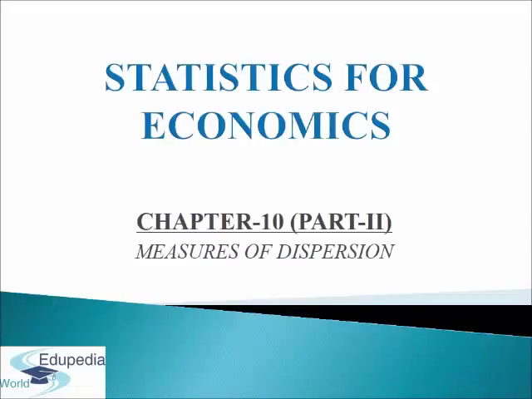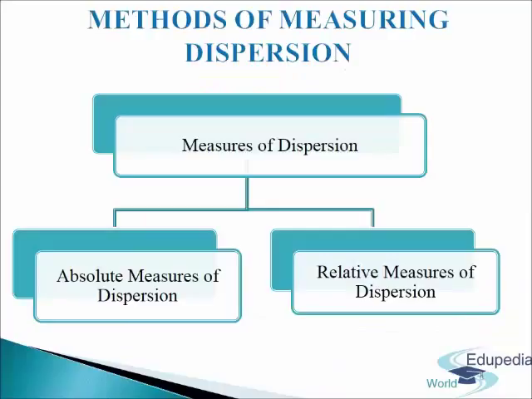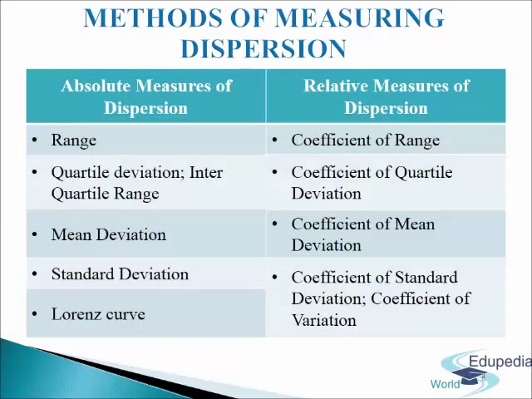In this video, we will discuss methods of measuring dispersion. There are certain specific measures which help in determining the deviations from central value. These are known as measures of dispersion. The main measures are absolute measures of dispersion and relative measures of dispersion.